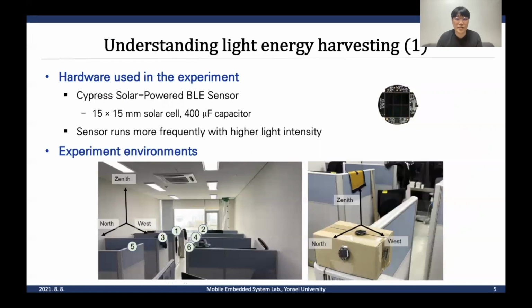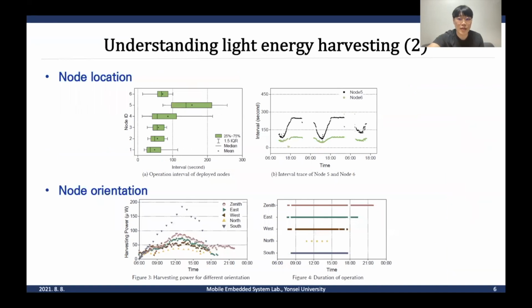First, we try to understand light energy harvesting in indoor space. We use a solar-powered BLE sensor that can be used to measure the harvesting capability, and we install the BLE sensor in different positions and orientations. Let me briefly tell you the result. As you can see, the performance of each node varies widely. Some sensors work really well, but some do not.